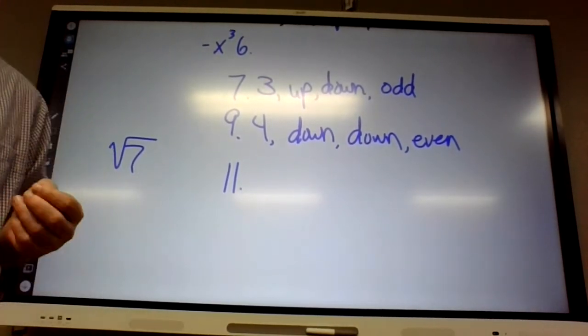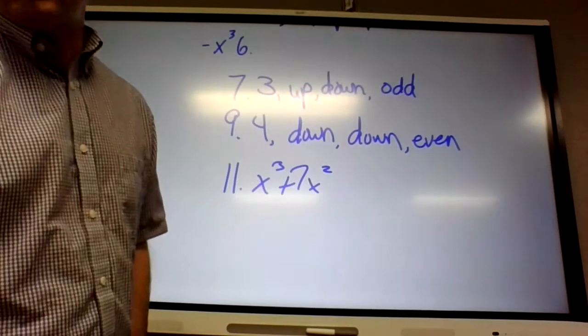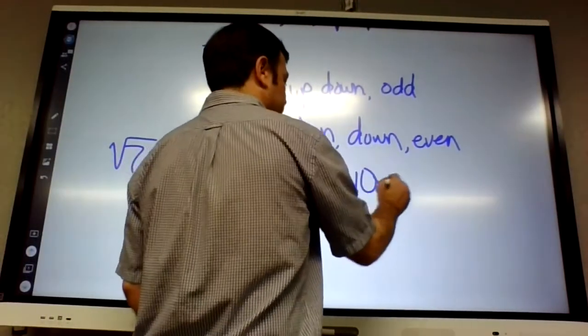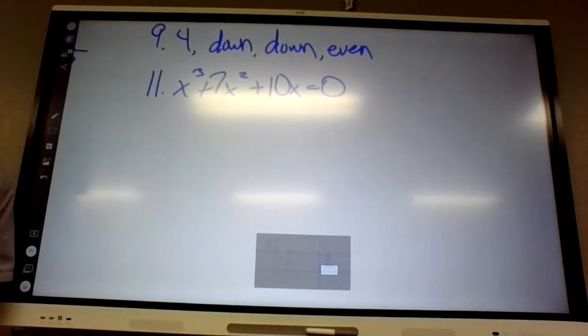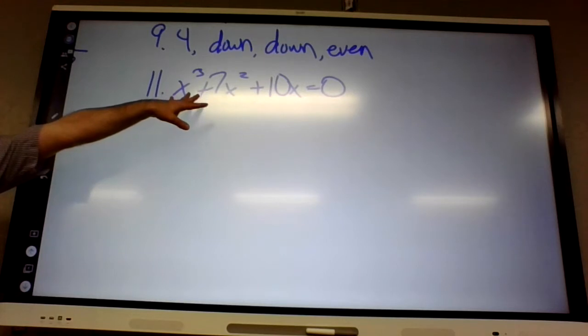Okay, so on 11 we're finding the zeros of the function x cubed plus 7x squared plus 10x equals 0. Any ideas for starters? Any ideas to start off? Synthetic division. Okay, at least he gets something. It wasn't a bad guess.